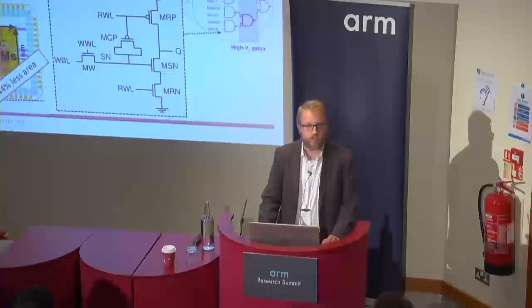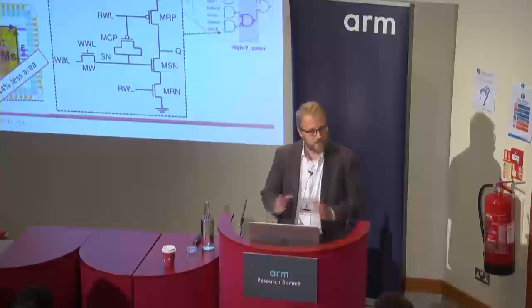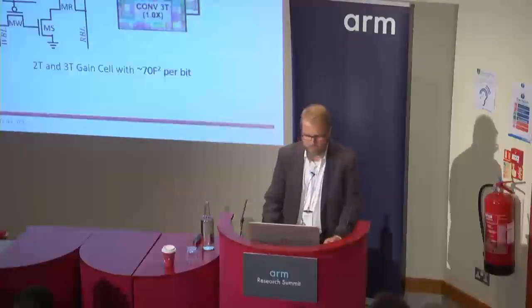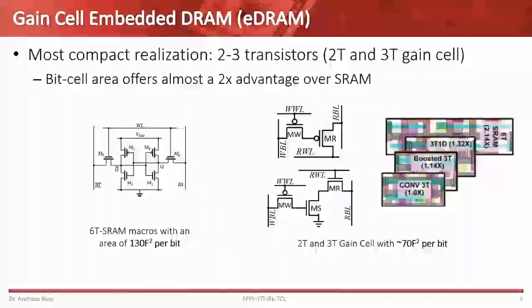Typically, we would like to do memories in large chunks or in larger macros. So in order to do that, we need to have a simple look again at the structure that I showed before. We need to find a bit cell, and on the left you see a typical 6-transistor SRAM bit cell. And on the right, you see two of the smaller realizations of the gain cell. The first one is a 2-transistor gain cell. The second one is a 3-transistor gain cell.